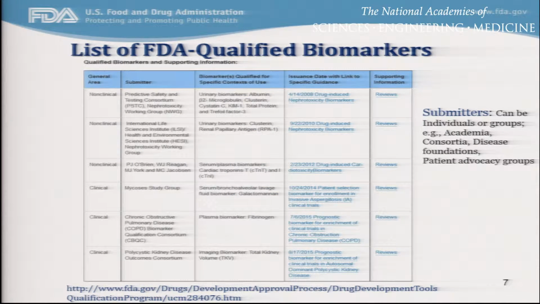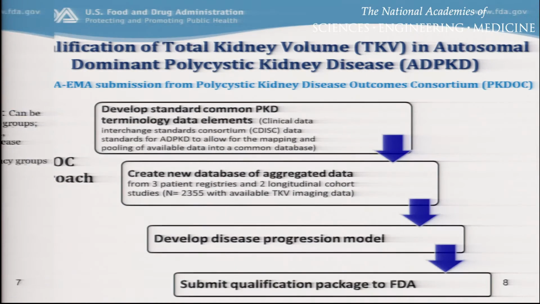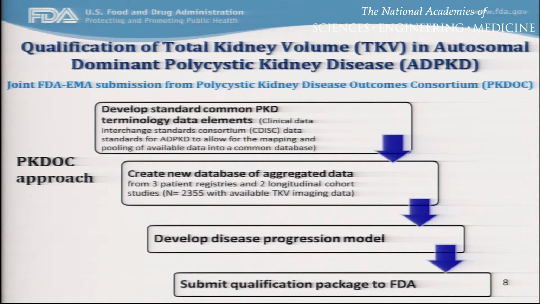We have so far qualified 13 unique biomarkers in 6 different submissions. The first 3 submissions were on non-clinical safety biomarkers, and the next 3 are on clinical biomarkers. I would like to give you an example of one of them, which is qualification of total kidney volume in autosomal dominant polycystic kidney disease.